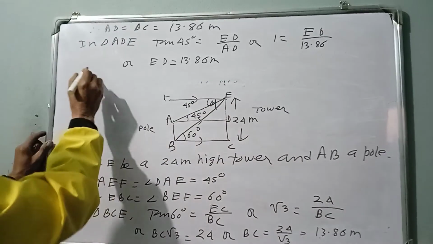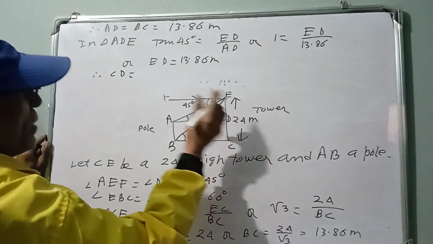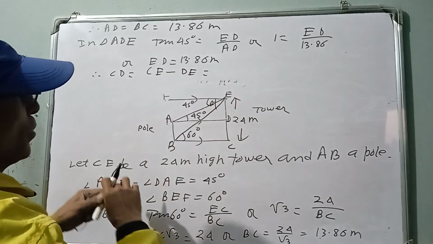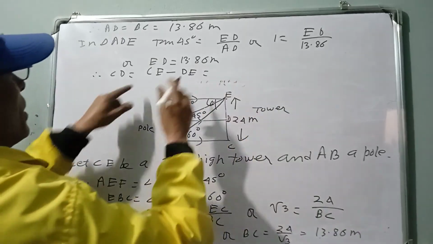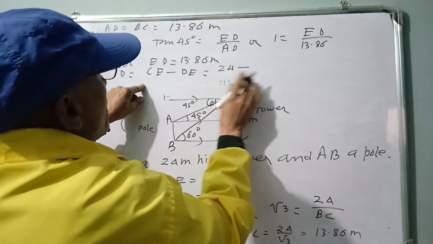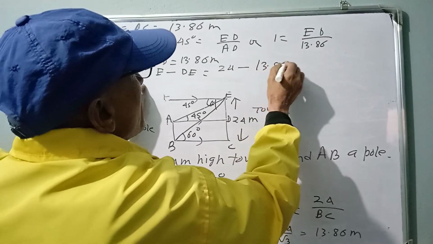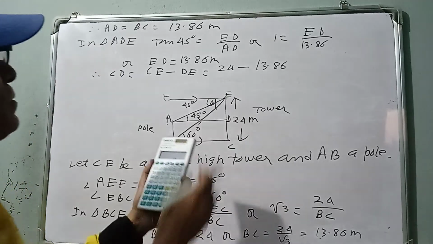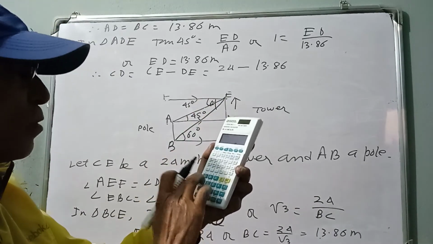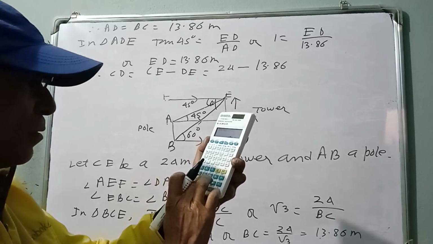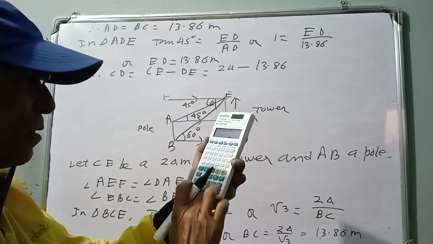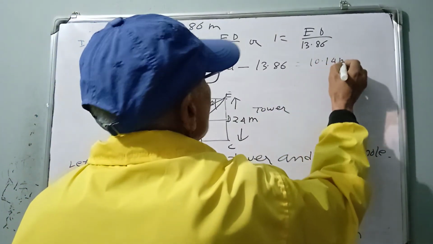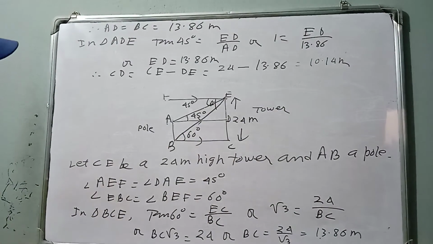So what is the value of CD? CD equal CE minus DE, whole part section. यो भनेको पुराबाट माथि बढाउने. CE already given 24, DE 13.86. Use a calculator. At the time of exam, you have very less time. 24 minus 13.86, 10.14. 10.14 meter. CD equal 10.14 meter.